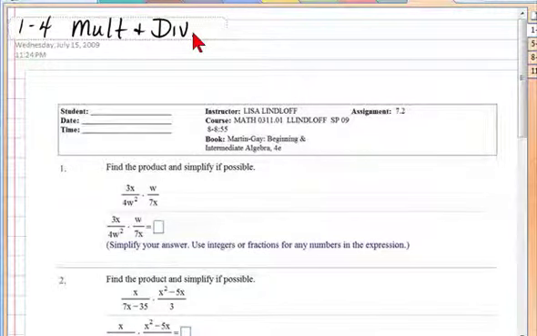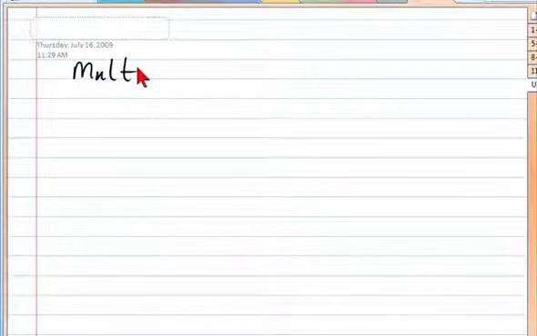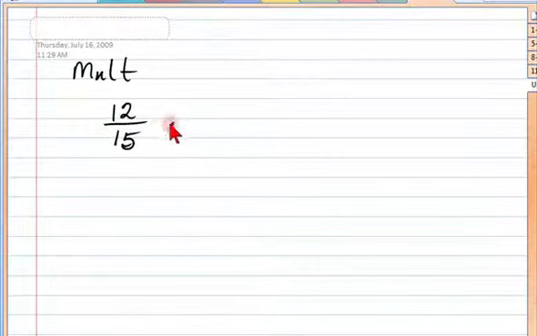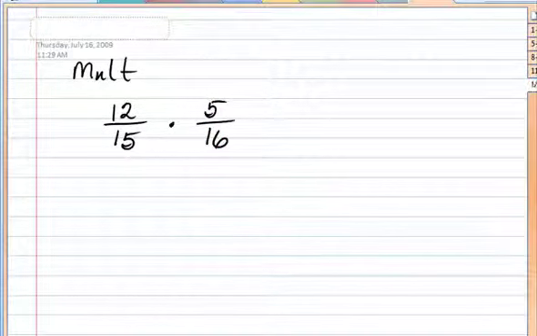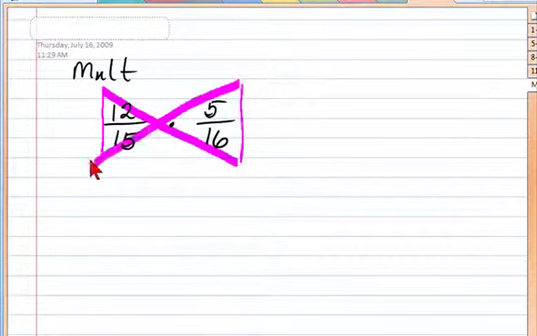When you multiply two fractions, let me go to a blank piece of paper. What if I ask you to multiply 12/15 times 5/16? You don't necessarily even need to write this down if you're taking notes. Do you agree you could, if you wanted to, multiply the tops, multiply the bottoms, and then try to reduce your answer? Or you can look this way, this way, this way, and this way to see if maybe you could reduce or simplify beforehand.